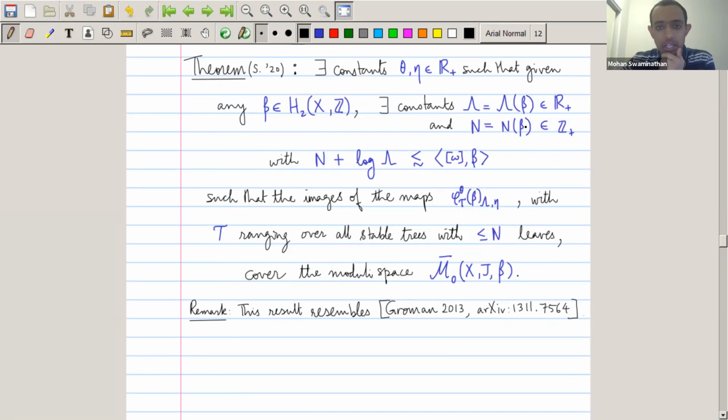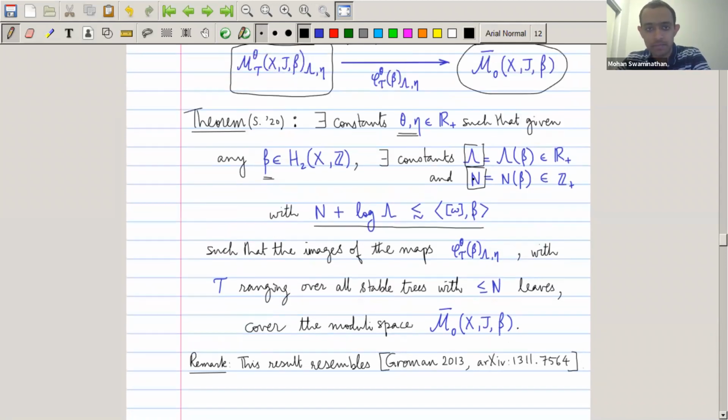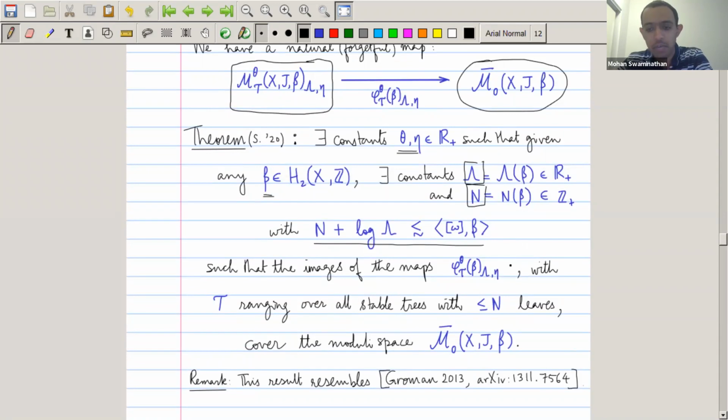The theorem says that we can actually find constants theta and eta, which are just absolute constants independent of this homology class, and explicit constants lambda and n, which satisfy this kind of bound, that n and log lambda are both bounded by the pairing of omega with beta, so that the images of these forgetful maps actually cover the moduli space, provided we let the tree T range over all stable trees with less than or equal to n leaves.